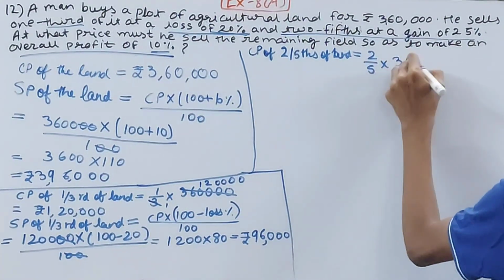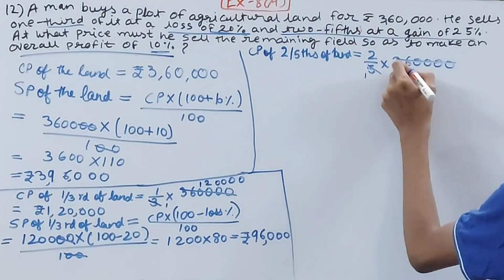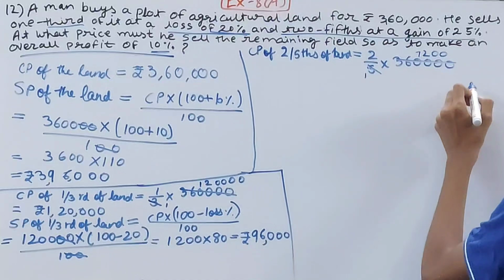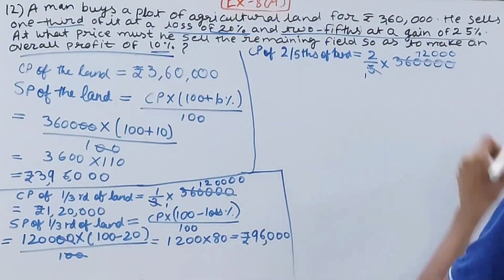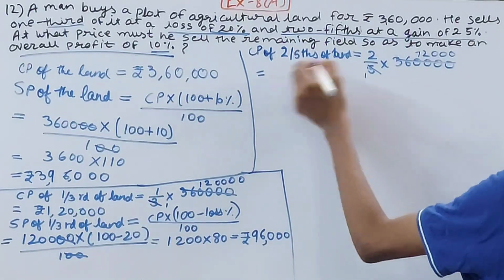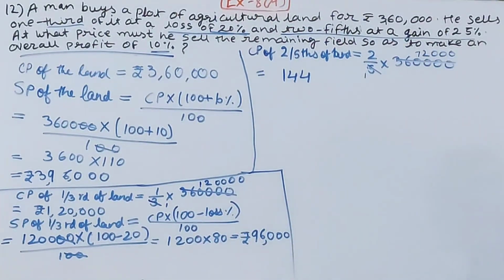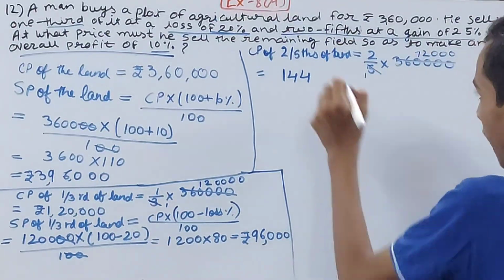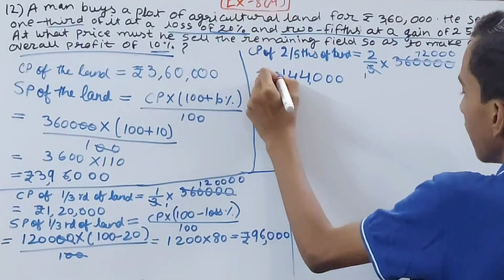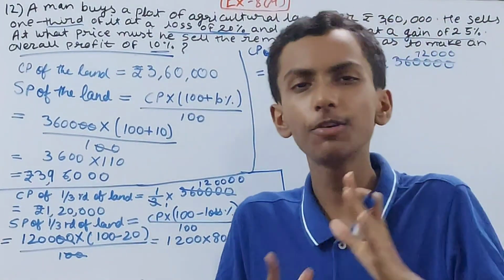that is rupees 3,60,000, right? 5 and this you can cancel. Okay, you will have 7 and 1 there, 2 and how many zeros? 3 more zeros, 72,000. So CP will be coming out to be 2 2s are 4, 7 2s are 14, 1 lakh 44,000, right? So rupees 1,44,000 will be the CP of 2/5 of the land.